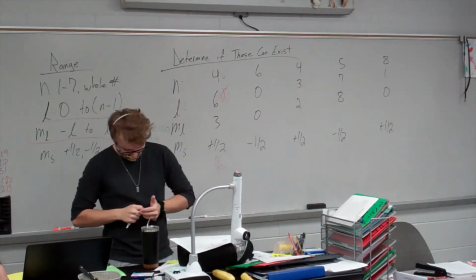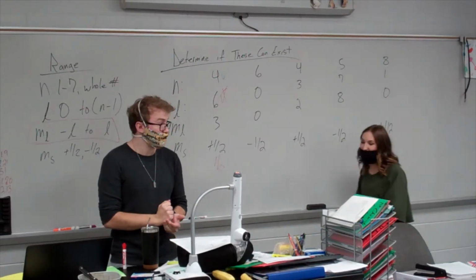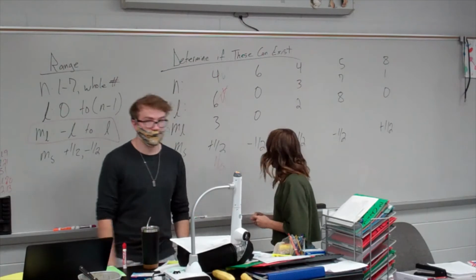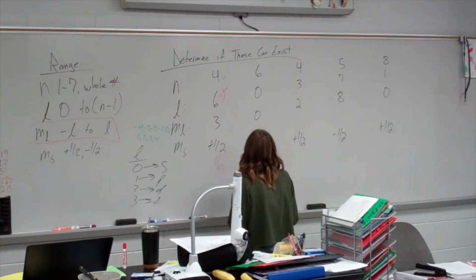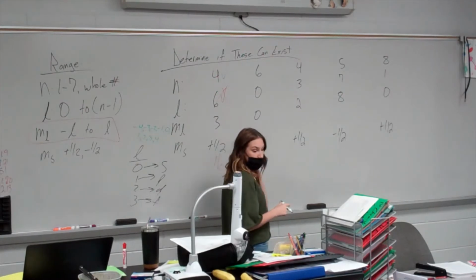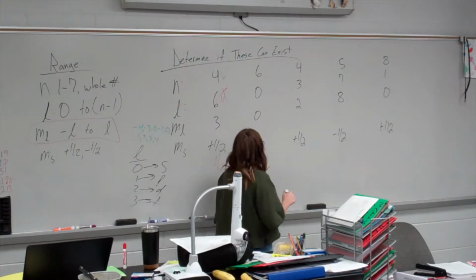You have the whole class to help. It's the easiest one. So L can't be more than N. N can only be 7. It's got to be 0 to N minus 1. So it can only be 0 to whatever N is. Because it can't even be what N is. If L is 0, if L is 1, 100, 5. Oh, because you have to subtract.